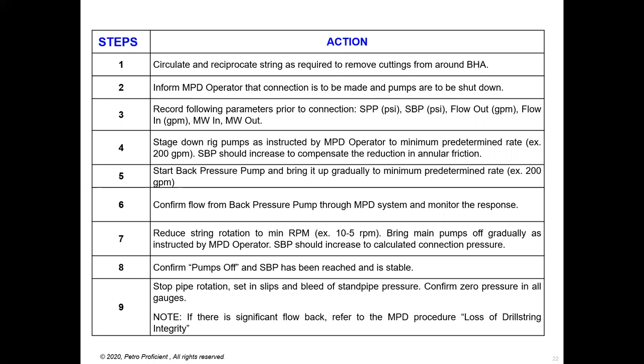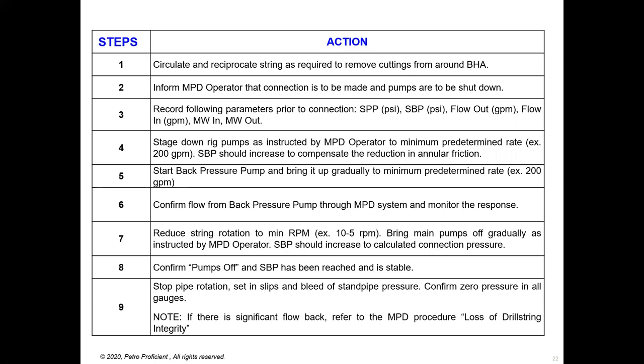Here the back pressure pump needs to be kicked in, because your MPD system will always need some flow through the chokes. So you need to start your back pressure pump and make sure that you have flow. Bring it gradually up to a minimum of 200 GPM, then confirm flow from the back pressure pump to the MPD system and monitor response. This needs to be synchronized very well. Reduce string rotation to 5 or 10 RPM.